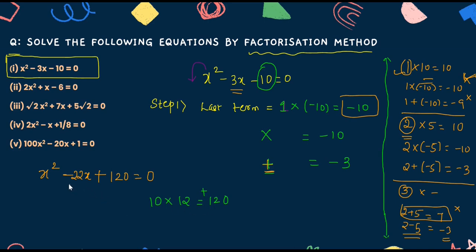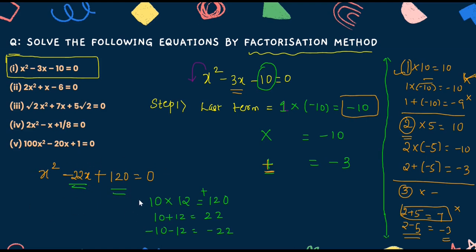It's working out. But look at this. Middle term should be minus 22. If I add 10 plus 12, then I'll get 22. But I am not getting minus 22. For that I'll simply do one thing. I'll make both these numbers negative. Then I will get minus 22. Finish. You got your factors. Minus 10 and minus 12. You can solve this. This is the way you can check.